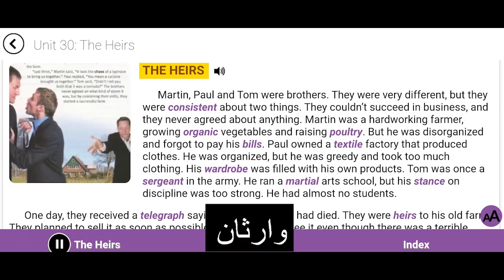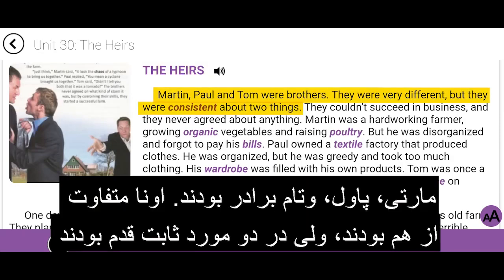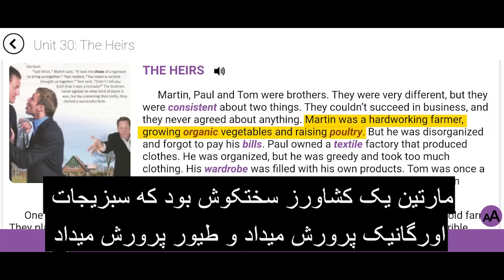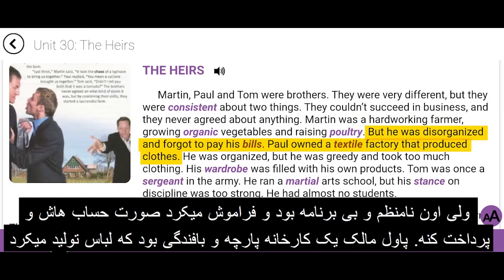The heirs. Martin, Paul, and Tom were brothers. They were very different, but they were consistent about two things. They couldn't succeed in business, and they never agreed about anything. Martin was a hard-working farmer, growing organic vegetables and raising poultry. But he was disorganized and forgot to pay his bills.